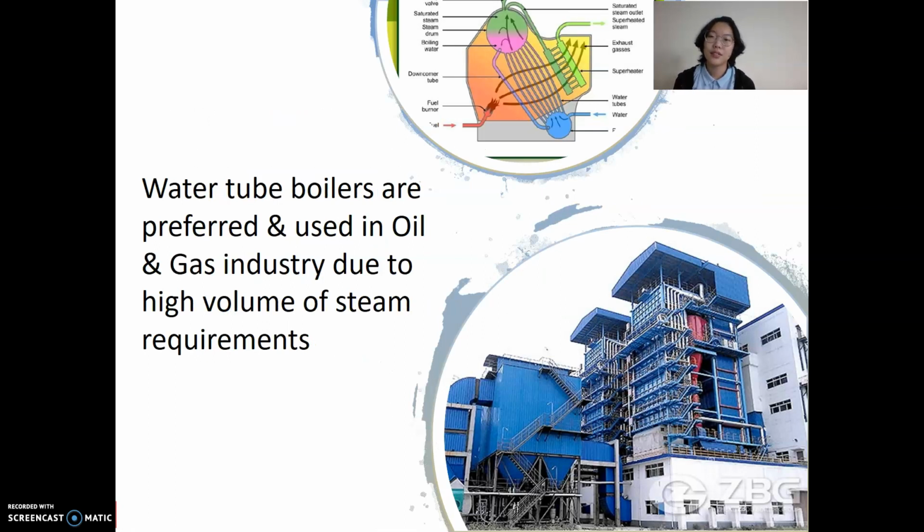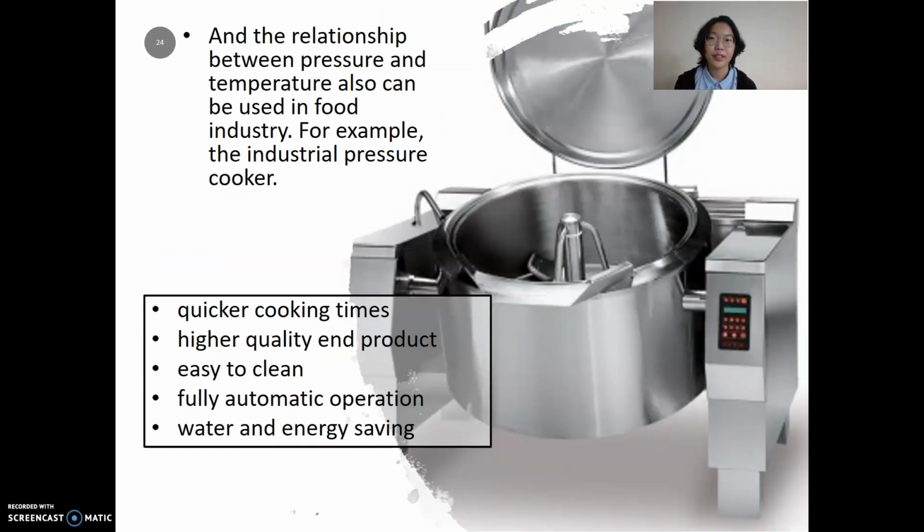And for the industrial use, water tube boilers are preferred and used in the oil and gas industry due to high volume of steam requirements. And the relationship between pressure and temperature can also be used in the food industry, for example, the industrial pressure cooker. It can provide quicker cooking times, higher quality end products, and it is also easy to clean and automatically operated, and it can save our water and energy.